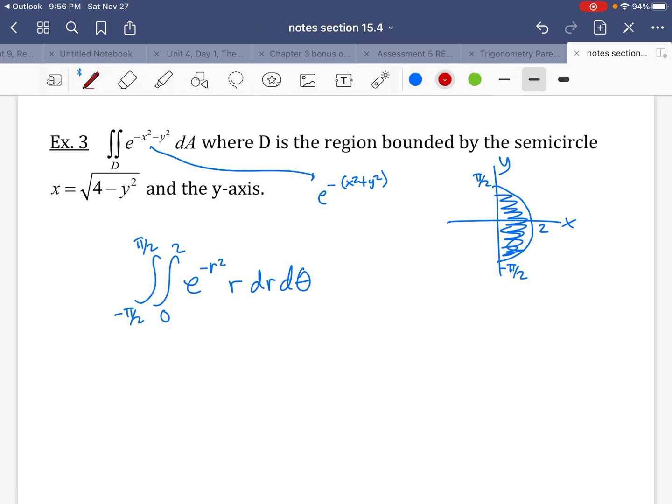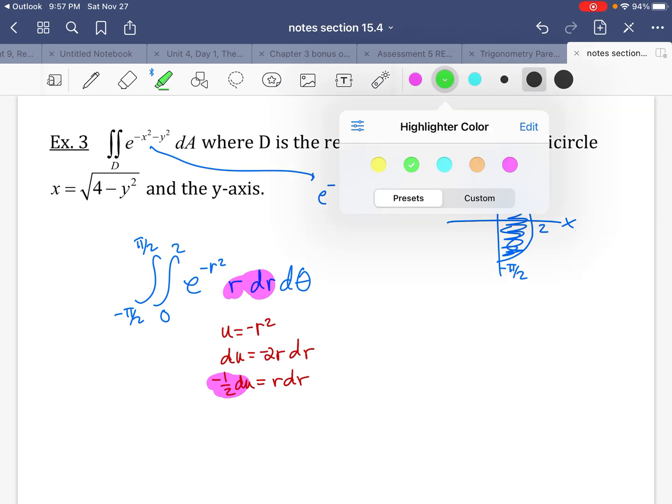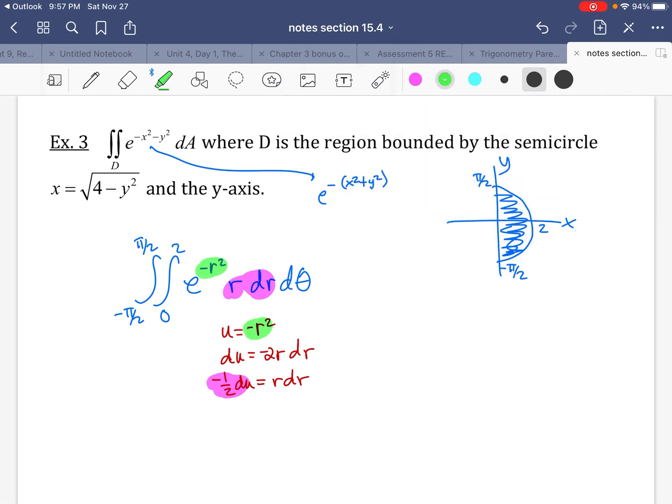This is just a bit of u substitution. My u is going to be negative r squared. My du is going to be negative 2r dr. So I have negative 1/2 du equals r dr. I will be replacing r dr with this negative 1/2 du, and then I will be replacing this negative r squared right here.